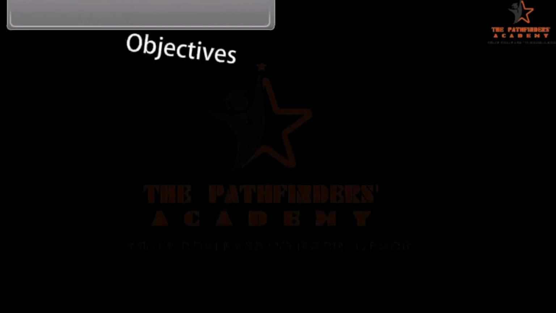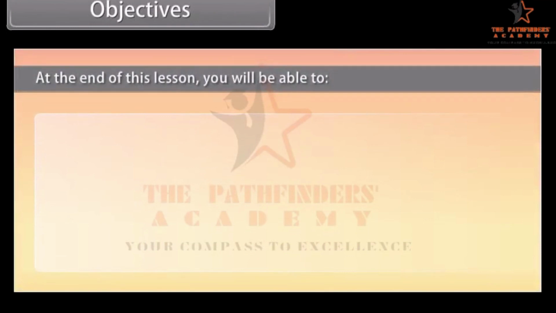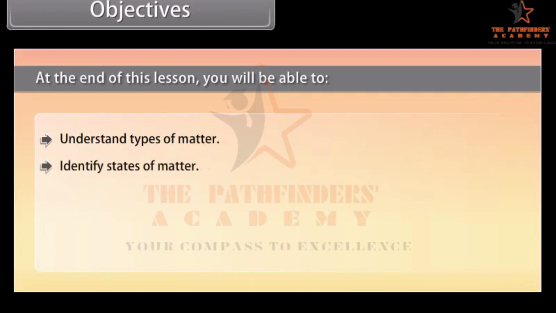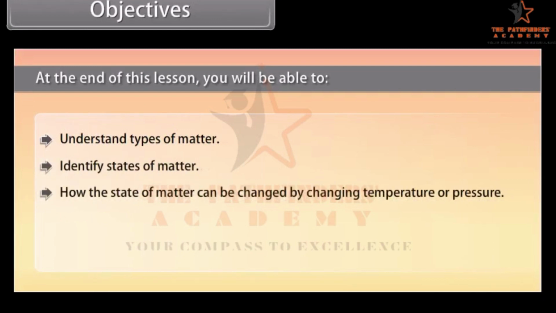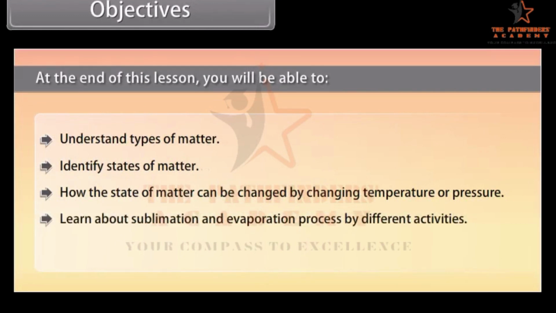Objectives. At the end of this lesson, you'll be able to understand types of matter, identify states of matter, how the state of matter can be changed by changing temperature or pressure, and learn about sublimation and evaporation processes by different activities.